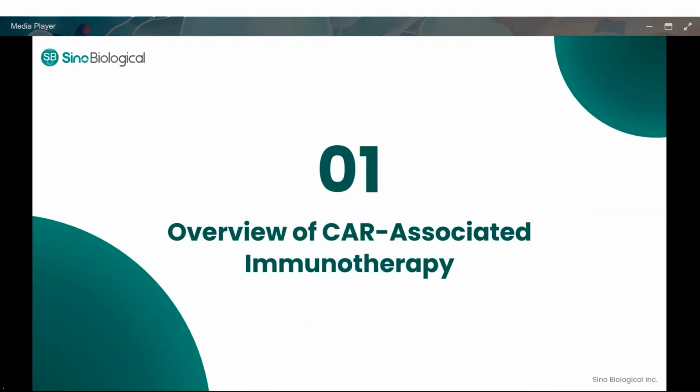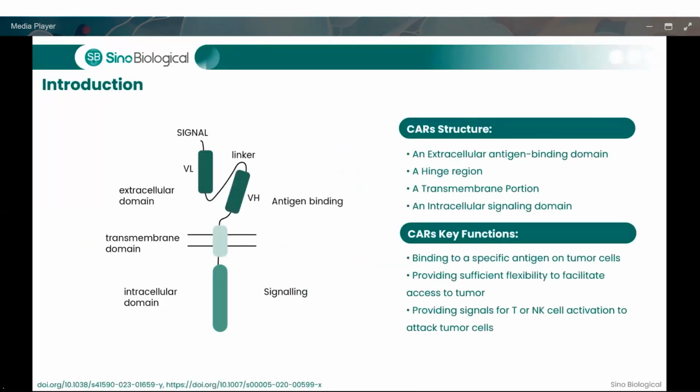Let's begin with the overview of CAR-associated immunotherapy. As we all know, CARs are designed to recognize specific antigens expressed on the cancer cells. CARs target tumor cells by binding to the receptor like CD19, HER2, EGFR, triggering tumor cell apoptosis through immune response. There are 4 different CAR structures, and each one of them has different functions to ensure the efficacy and specificity of the CAR therapy.